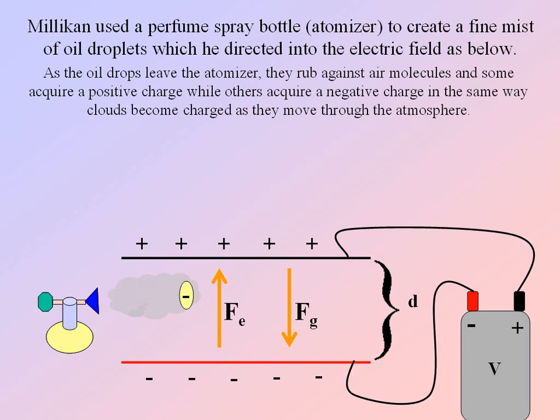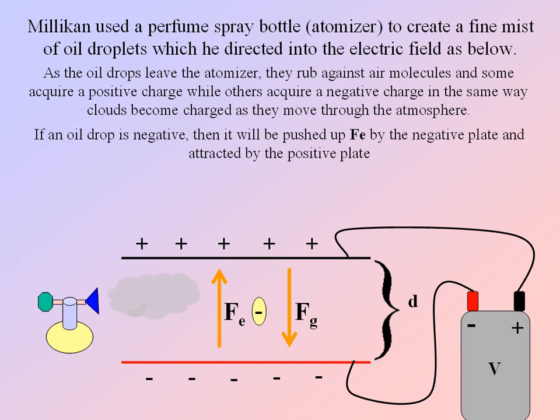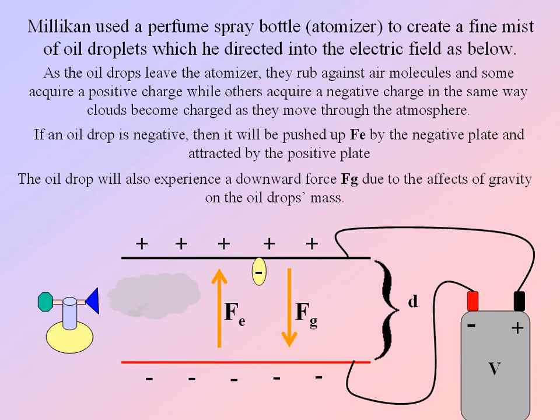Millikan was interested in these negative charges because if an oil drop is negative, it will be pushed up by the negative plate and attracted by the positive plate. The oil drop will also experience a downward force due to the effects of gravity on the oil drop's mass. If each of these two forces are balanced, the oil drop will experience a net force of zero.